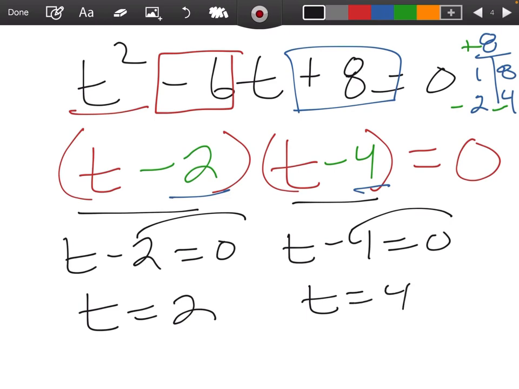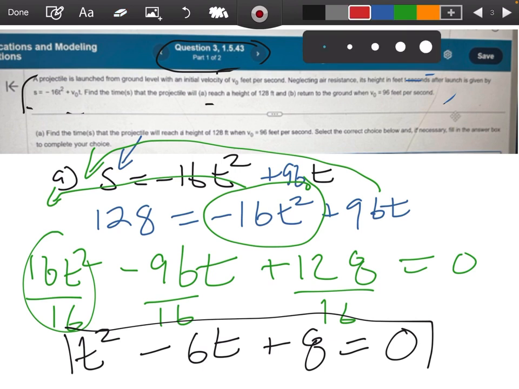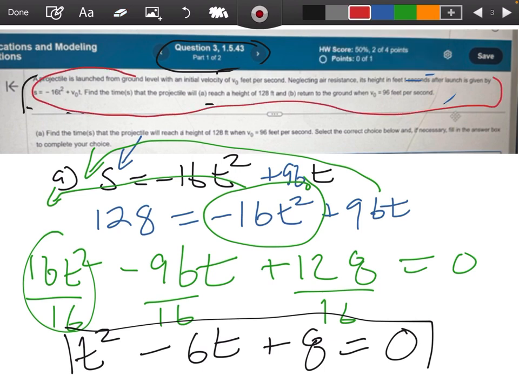Now, just to give you guys a visualization of what's going on here, I'm going to come back to my original problem, okay? And I'm going to read this, y'all, and I want us to read this just getting an idea of what's happening here. It says, look, a projectile is launched from the ground.